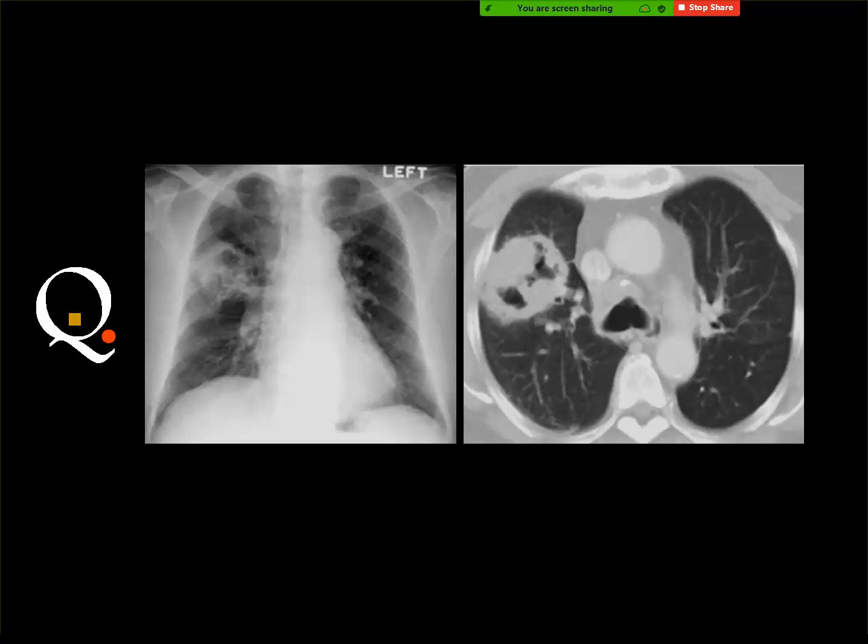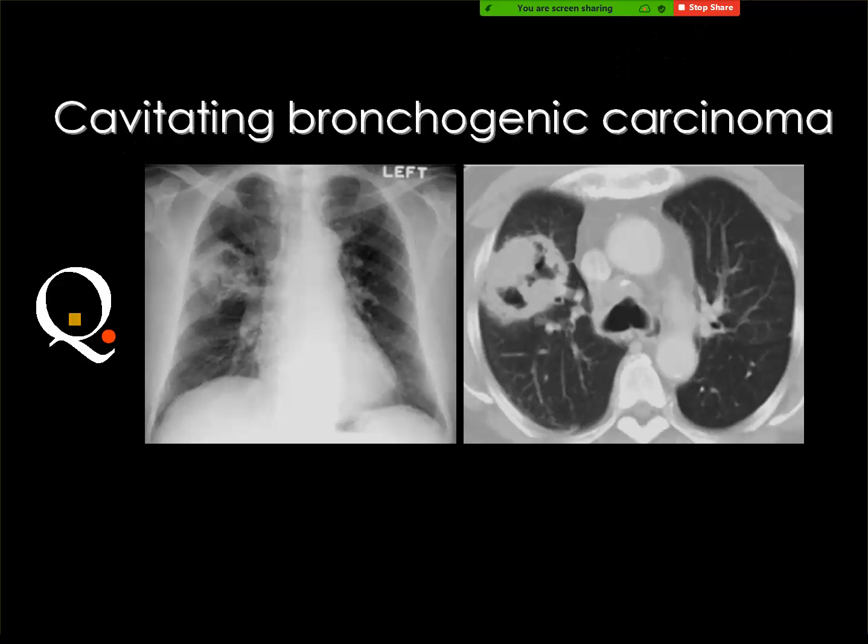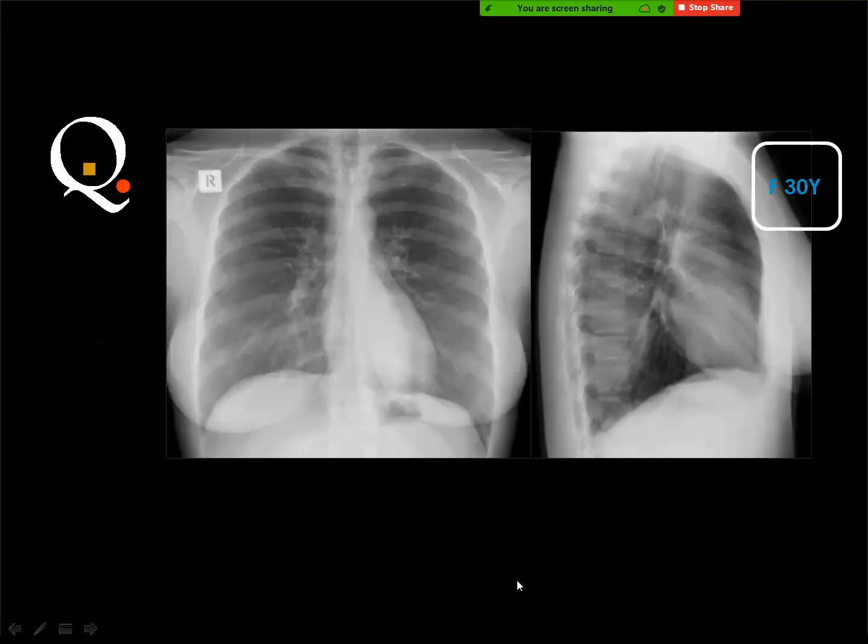Cavitary lesion for bronchogenic carcinoma. Yes, cavitating bronchogenic carcinoma, and you see the marked irregularity of the inner wall of the lesion.